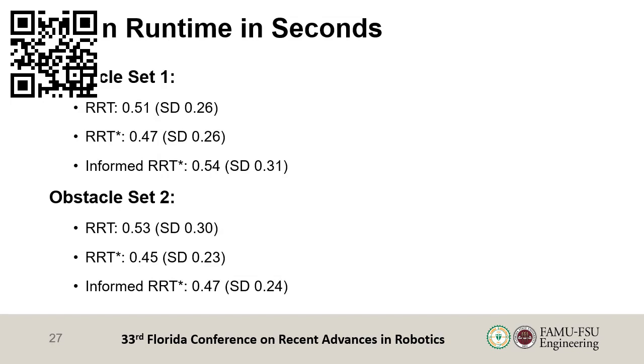For the second obstacle set, the runtimes were 0.53 seconds, 0.45 seconds, and 0.47 seconds. The standard deviations were 0.3 seconds, 0.23 seconds, and 0.24 seconds respectively. Algorithms with shorter runtimes are more efficient than those with longer runtimes.